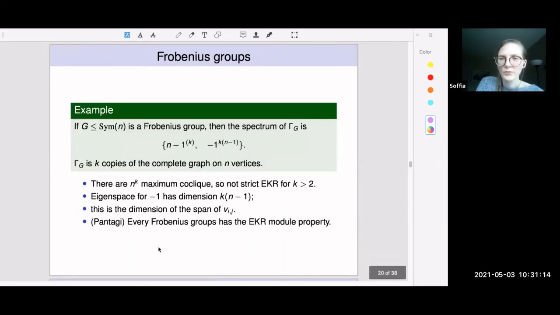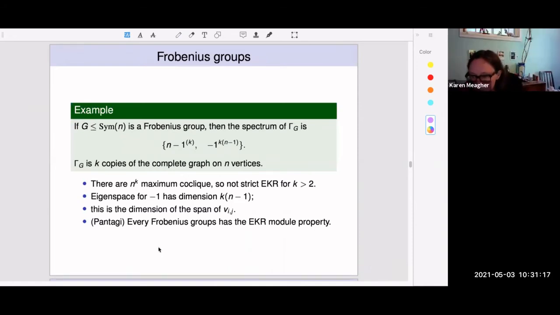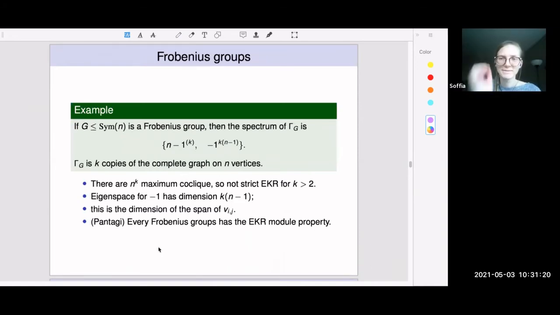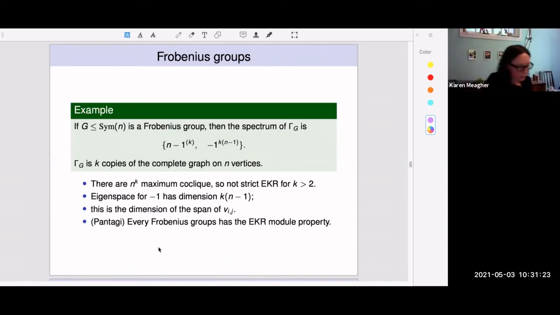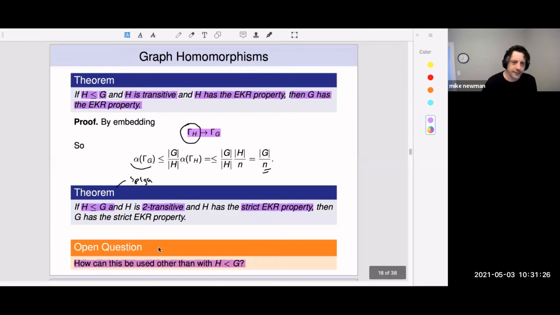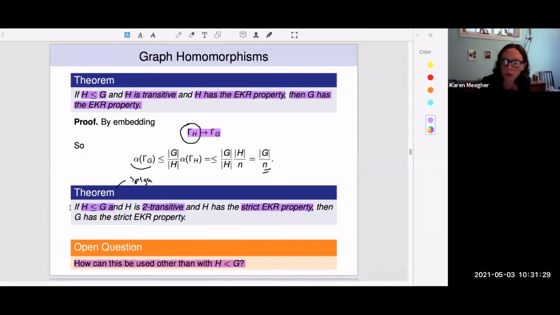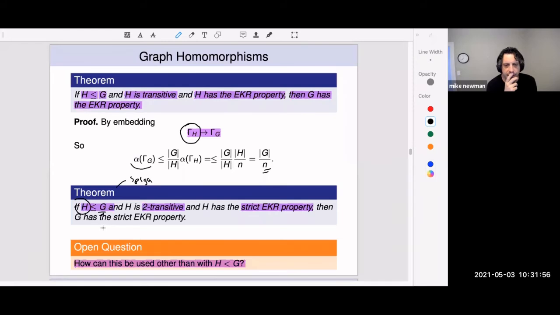Karen. Yep. You have a question in the chat. Oh, I didn't even see that one. Two-transitive is known to be not. Oh, Mike is asking on the previous one. This theorem, right? I would say no, because you could have two groups that both have the strict EKR property and neither is two-transitive. I guess what I'm asking is, are there known examples where it's not two-transitive and it fails? Oh, okay. So where you're not two-transitive, this one has the strict property and this one does not? Yeah. I have no idea. That's a great question.